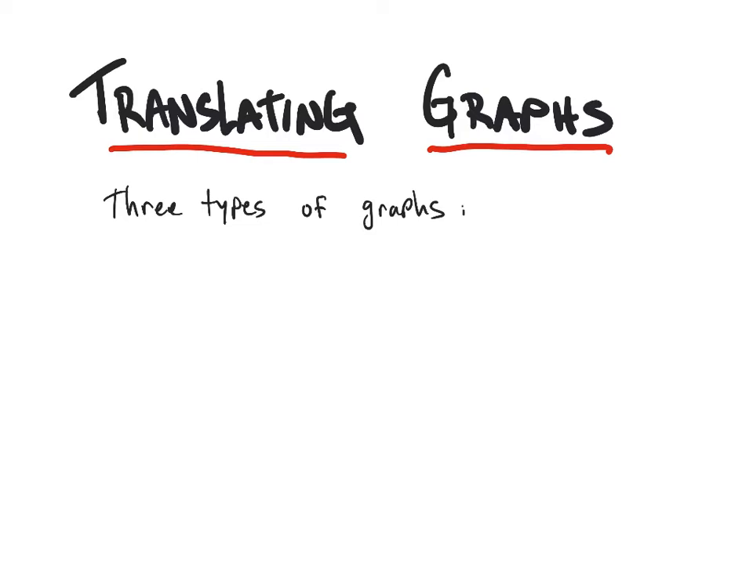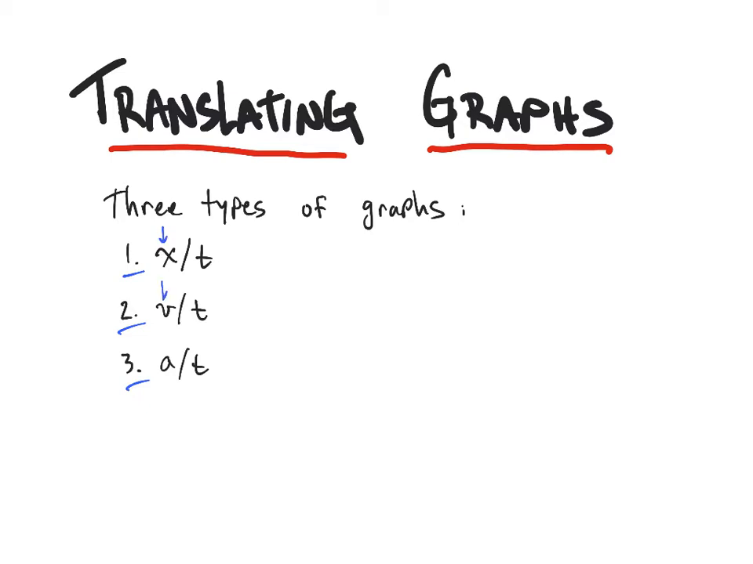Three types of graphs. The first one we talked about was the position time graph. And the second one that we talked about was the velocity time graph. And the third one that we haven't really discussed that I'm just going to mention briefly is an acceleration time graph.